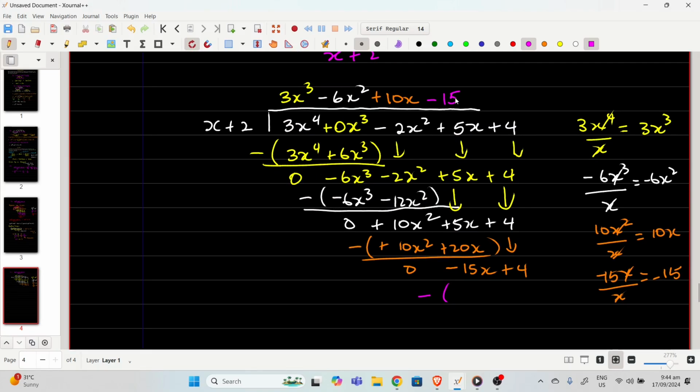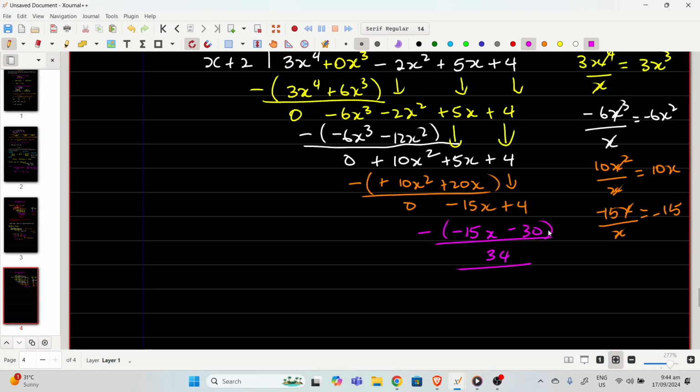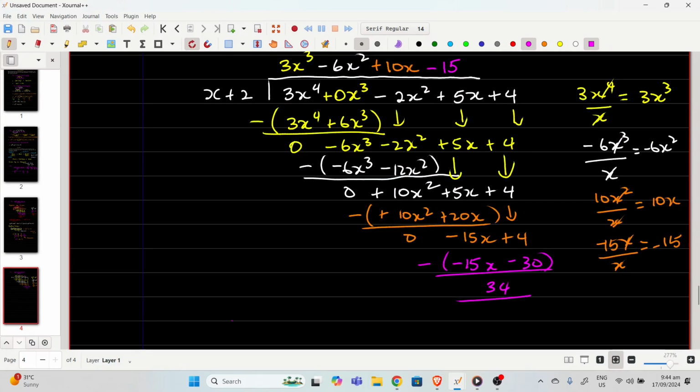All right, negative 15 there. So negative 15 by this out in front here is going to give me negative 15x minus 30. And then this here results in 0. This here added gives me 34. All right, so this works out really quickly because now I will be able to say that 3x to the fourth power plus 0x squared, sorry, let me not put that back in, minus 2x squared plus 5x plus 4 is equivalent to x plus 2 times 3x cubed minus 6x squared plus 10x minus 15.